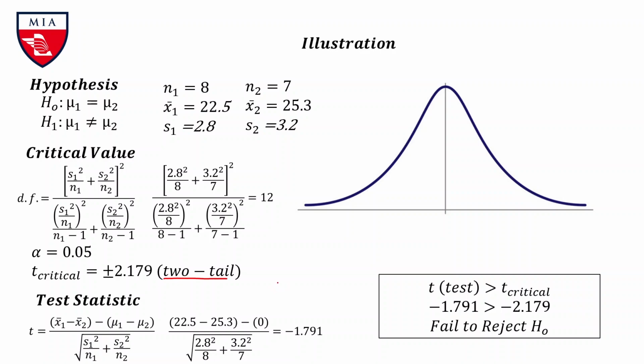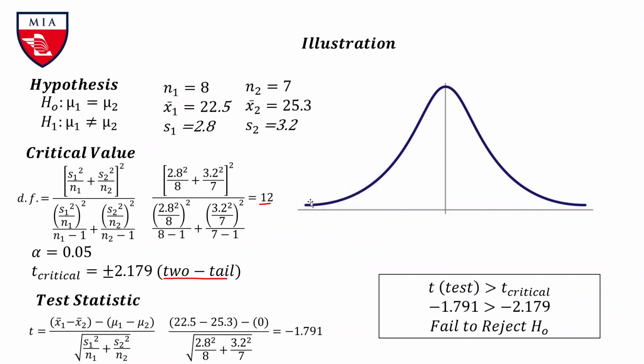First, let's solve for the DF. In order for us to solve this DF, just use this given formula. Substitute the values here. So our DF is 12. Let's look at the table. We are going to do a two-tailed test.